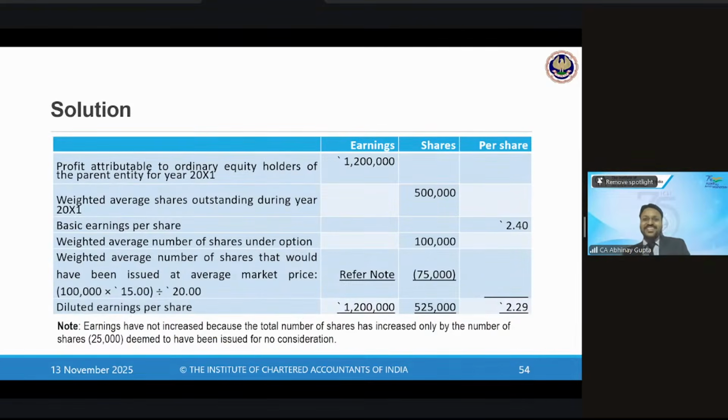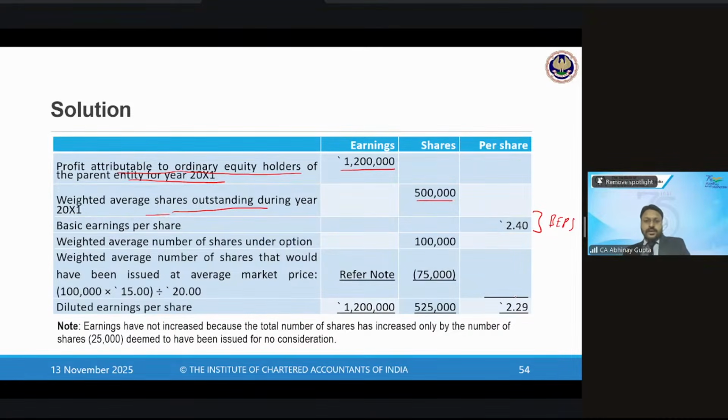So simple maths will not work always. Profit attributable to the ordinary equity holders of the parent entity for the year 2001 is how much? 12 lakhs is the earnings given in the question, correct? And weighted average number of shares outstanding during the year given is 5 lakh. So 2.4, right? So basic earning per share is fine.